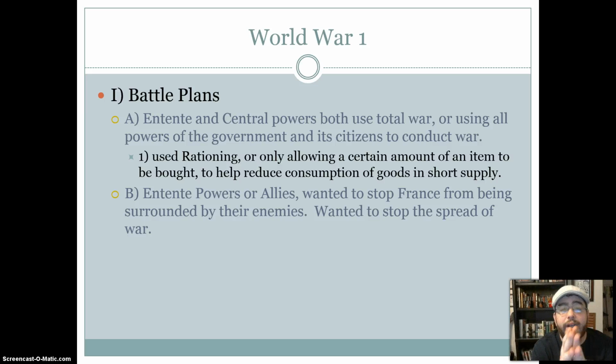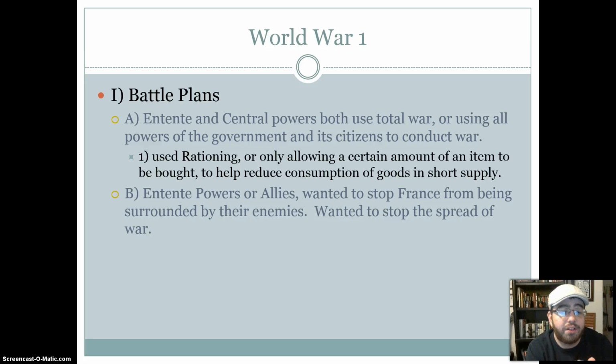And the first thing we've got to look at is this idea of what happened at the home front. The Entente and Central Powers both used this idea called total war, where it used all powers of the government, society, and its citizens to conduct the war. That more or less means that they would even do things like rationing, or limiting certain amounts of items that are in short supply. You can only get a set amount of gasoline, a set number of pounds of sugar, or whatnot, to make sure that those who are fighting have the equipment and the things that they need.